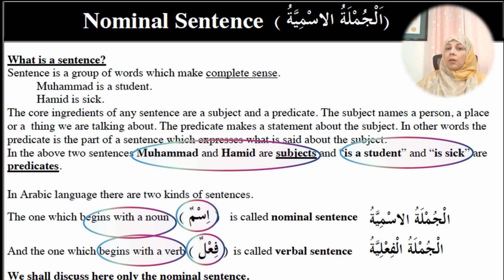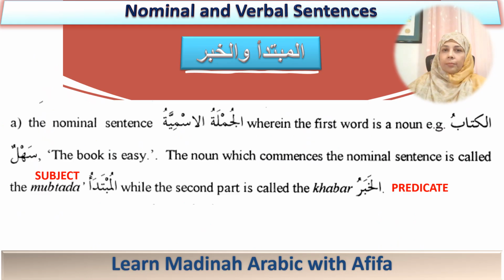Last time we discussed the nominal sentence and we said there is a subject and a predicate. The subject is the main idea of the sentence and the predicate gives information about the subject. In the first example of this sentence, Muhammad is a student. We said that Muhammad is the subject and is a student is the predicate. Again, this was covered in detail in the last lesson. And I said in the last lesson that the subject in Arabic is called al-mubtada'u, while the predicate in Arabic is called al-khabaru.